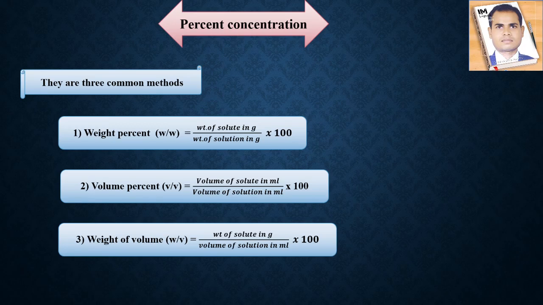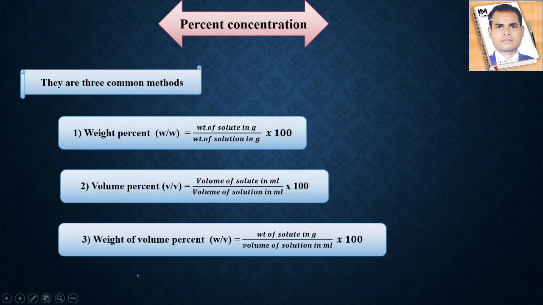So we should know how much amount we have dissolved in this mixture. That amount, that weight, we take as the weight of solute, and the whole solution, whatever the amount is, we take here, into 100. So you will get the weight by volume percent of sugar in this case. In this way we have seen the three terms of percent concentration.